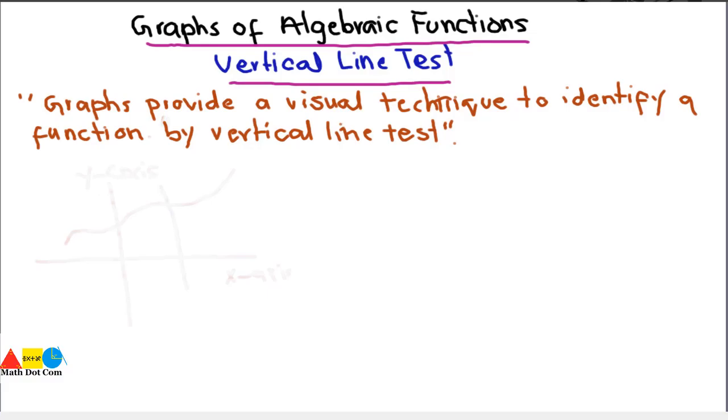Hello everyone. In our previous lectures, we have seen how you can identify that the given relation, either in the form of ordered pairs or in the form of an algebraic function, is a function or not. But besides using those rules on the ordered pairs, we can also have another technique to identify the relation as a function or not: the vertical line test in case of the graphical representation of the given function. So graphs basically provide you with a visual technique to identify the relation as a function or not.